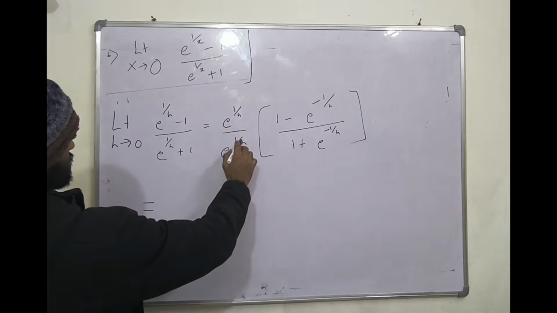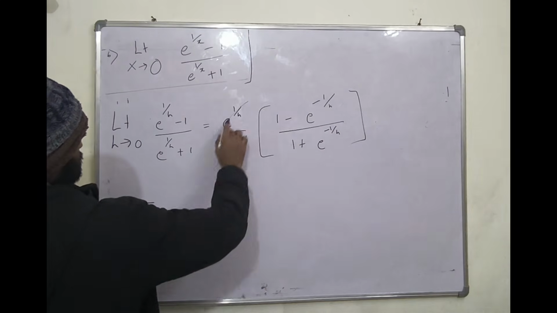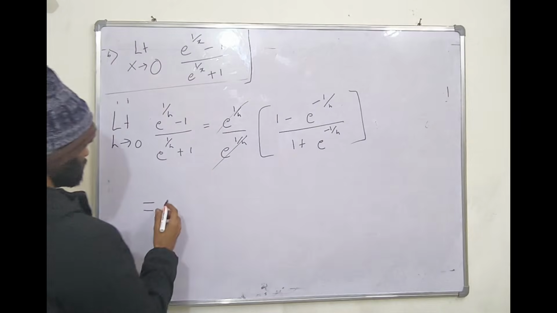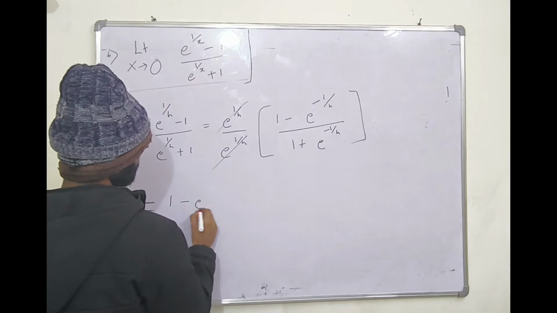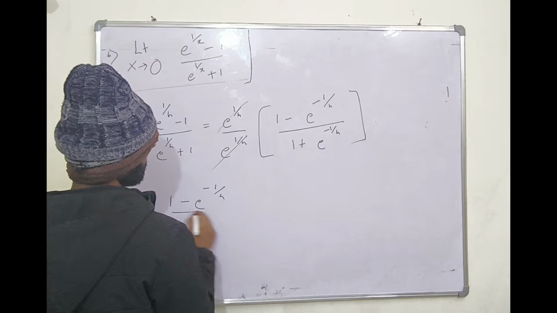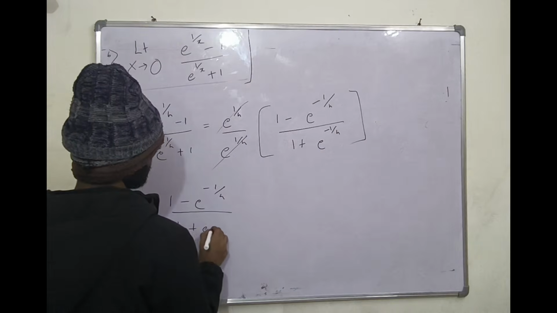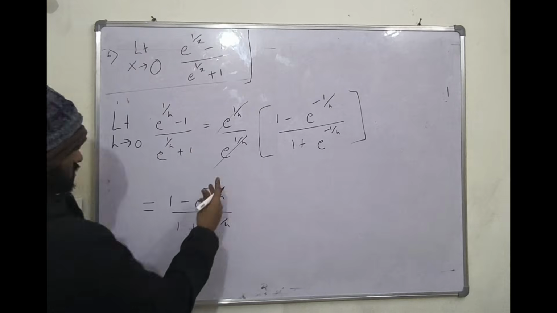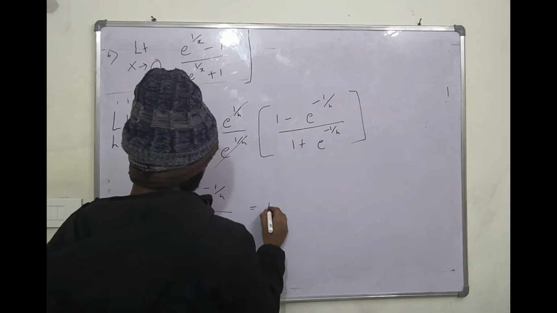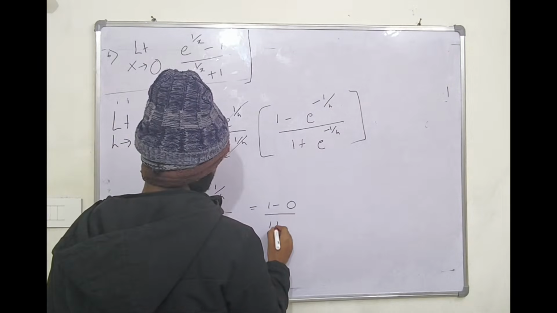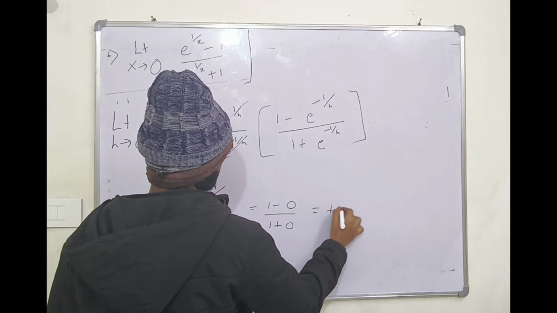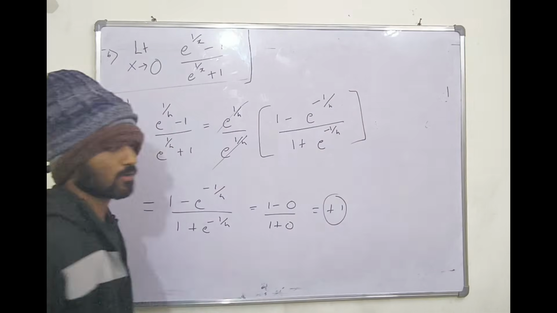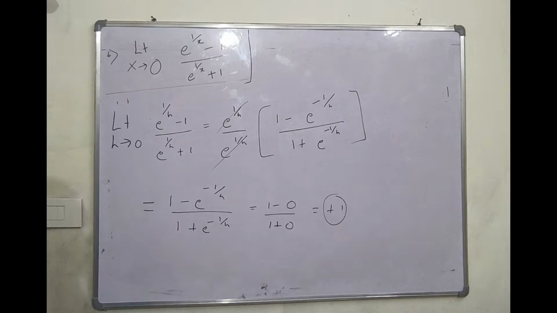These two terms can be cancelled out. Now the remaining term is 1 minus e power minus 1 by h, by 1 plus e power minus 1 by h. When h tends to 0, I said already, this is tending to 0. So this is 1 minus 0 by 1 plus 0, which is plus 1. Okay, clear?